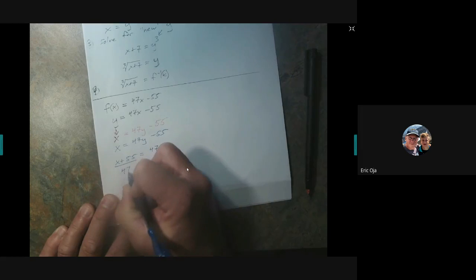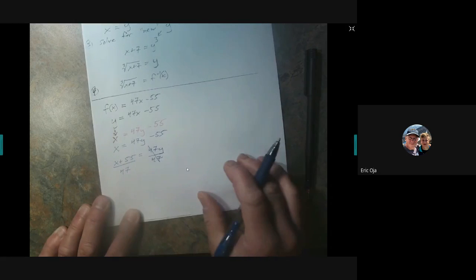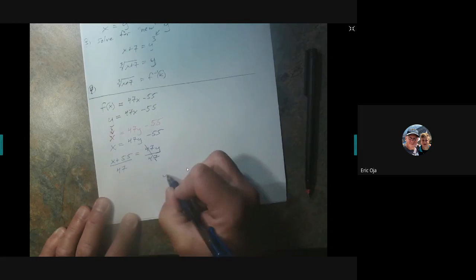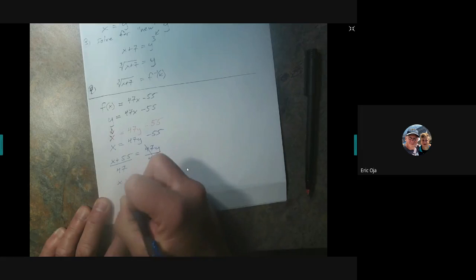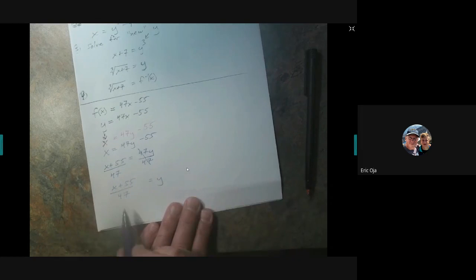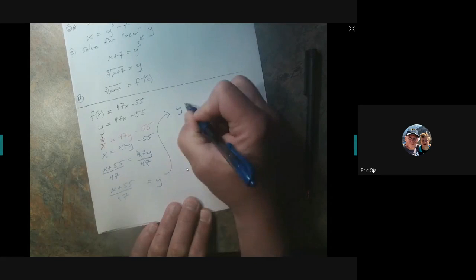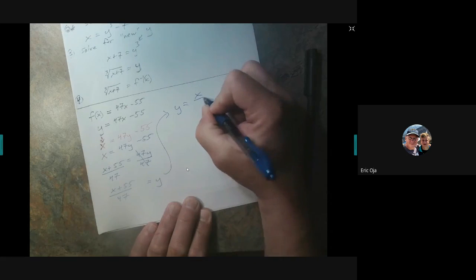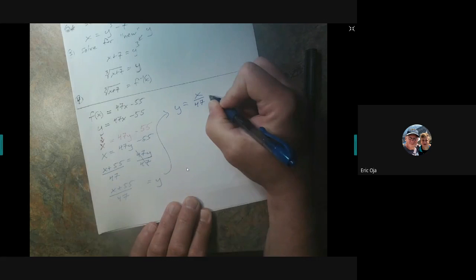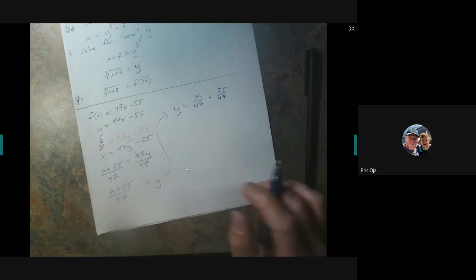Divide each side by 47. So then we'd get y by itself equals x plus 55 all over 47. Now, if I want to, I could split that up into two, not use a common denominator. I could write that as x over 47 plus 55 over 47, either way.